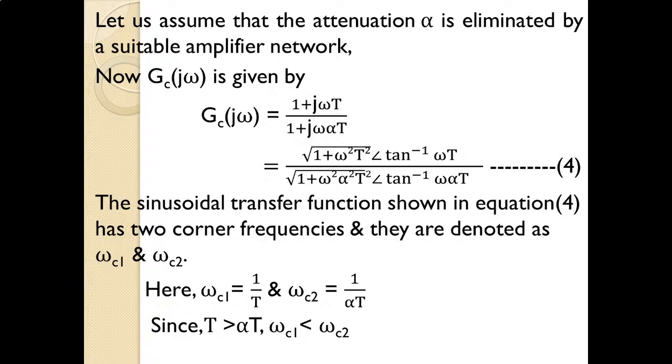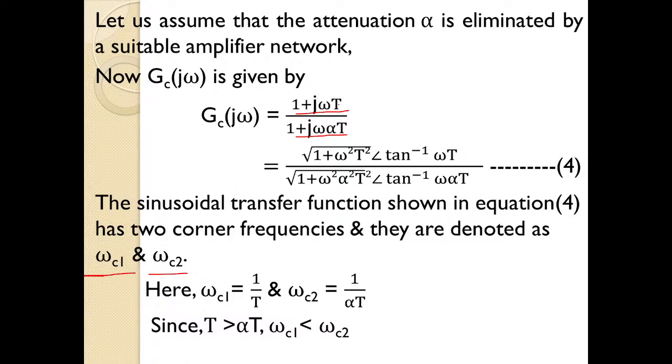Now, how many basic factors are there? One numerator first order factor and one denominator first order factor. So two basic factors are there in this lead compensator transfer function without any attenuator. Since there are one first order numerator factor and one first order denominator factor, there will be two corner frequencies, omega C1 and omega C2.